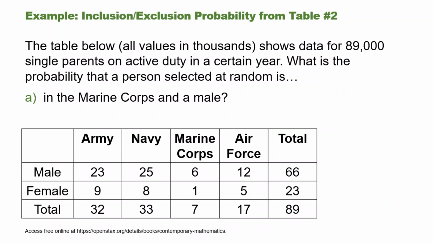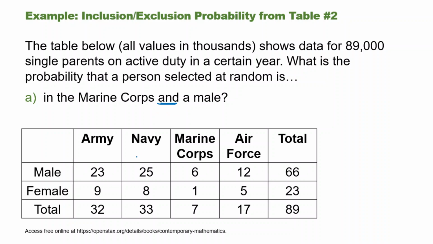Example, inclusion-exclusion principle probability from table number 2. Same setup as the last question, except we now have a new part, which is in the Marine Corps and a male. But again, this doesn't require the inclusion-exclusion principle because it says and. Inclusion-exclusion only applies to or statements.